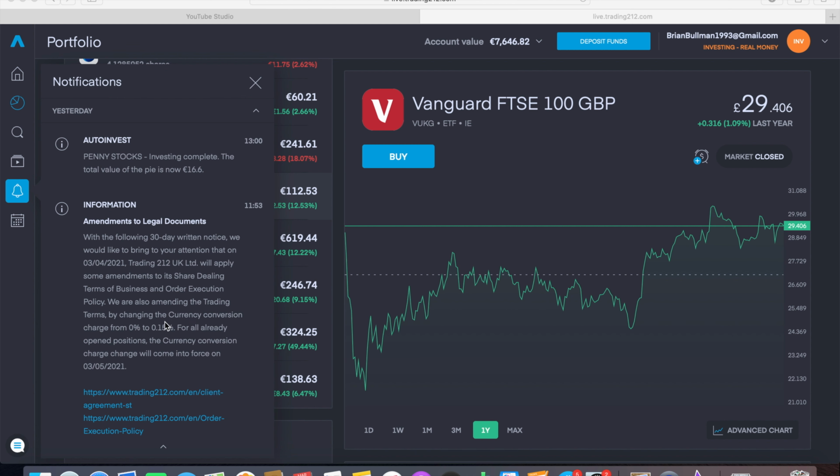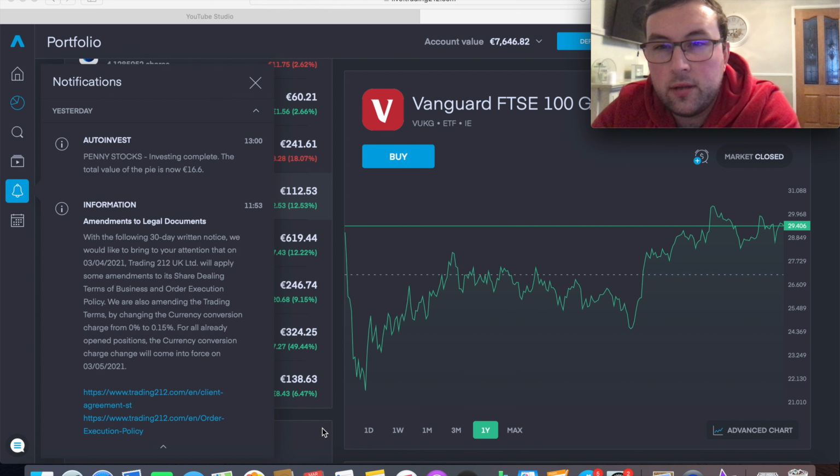They are amending the trading terms by changing the currency conversion charge from 0% to 0.15%, and for already open positions, this currency conversion will commence and take force from the 3rd of May 2021. Again, I just want to stress that any of these amounts are very minuscule in comparison to normal brokers, but all of these small amendments will start to add up in my opinion.